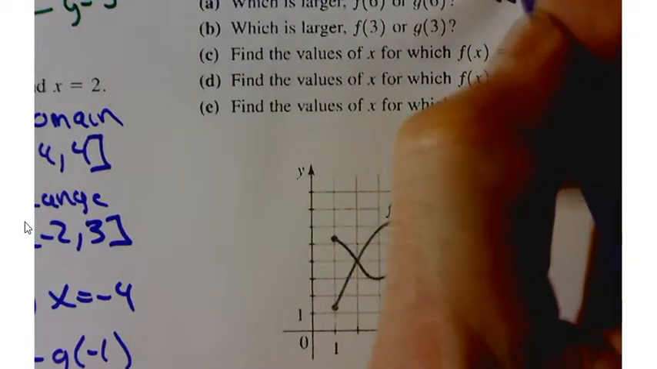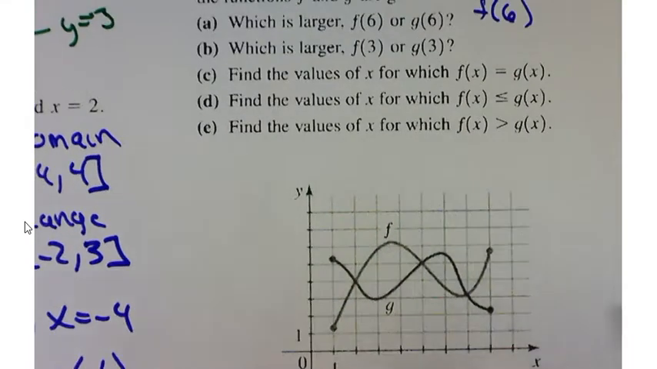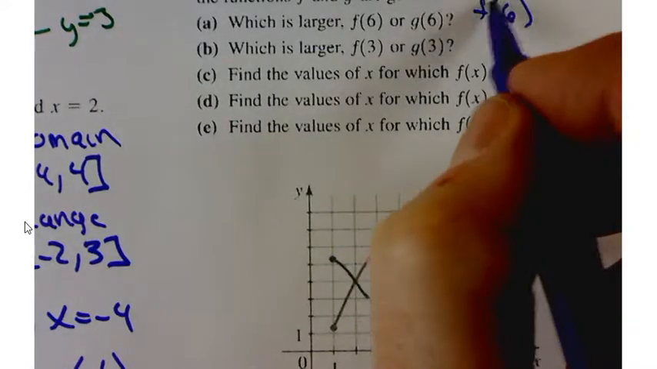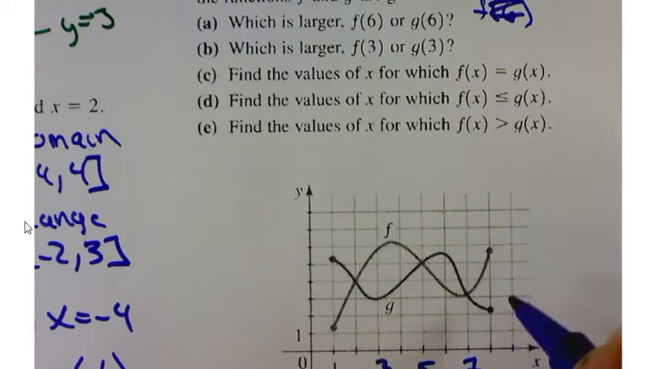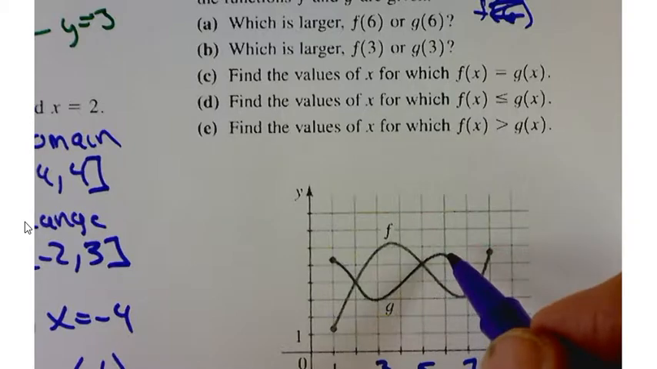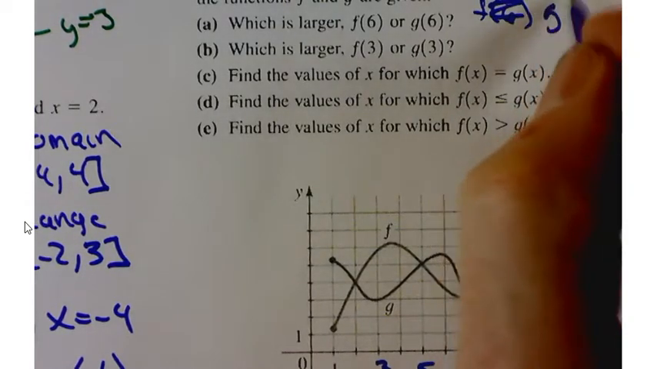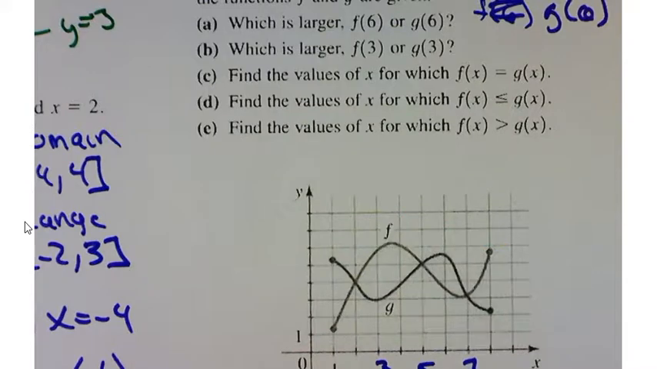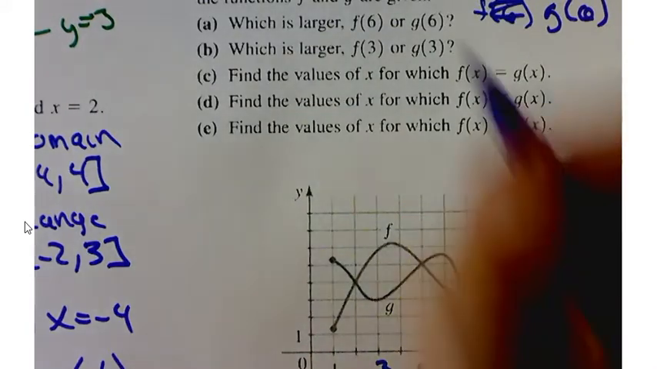G of 6. Oh wait, I'm looking too far. Let's see. 1, 3, 5, 7. All right, so g of 6. Yeah, here we go. I was looking at the end here. That would be f of 8 and g of 8. So at 6, yeah, g of 6 is bigger. How about at 3? Which one's bigger at 3? F of 3 is bigger.